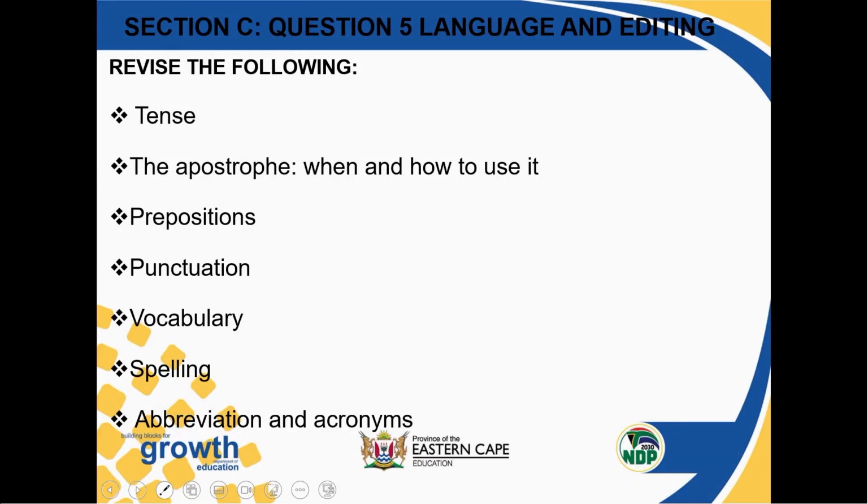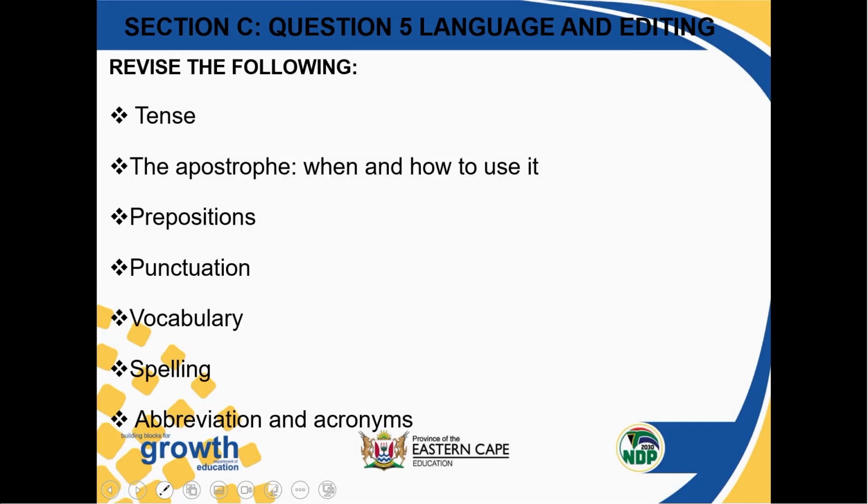Make sure that you revise your tense. Now, tense is taught as early as grade 4 or grade 1 for that matter. So make sure that you go back and revise your tense, your present tense, your future tense, your past tense, your continuous tense, your perfect tense. Make sure that you revise those, because you will need them in most sections of this question. So you must know the tense.